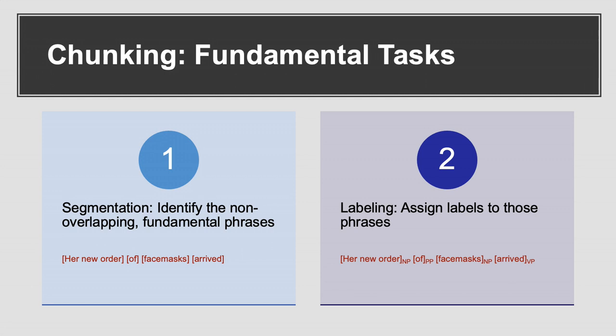The process of extracting chunks from text can be broken down into two fundamental tasks: segmentation and labeling. For the first task, the system's goal is simply to identify the non-overlapping, non-recursive, fundamental phrases in the text. For the second task, the system's goal is to take those fundamental phrases and predict constituent labels for them.